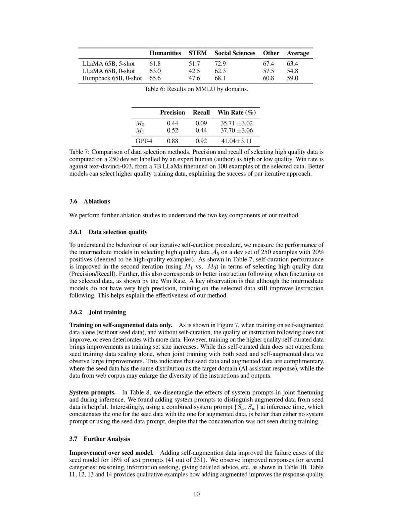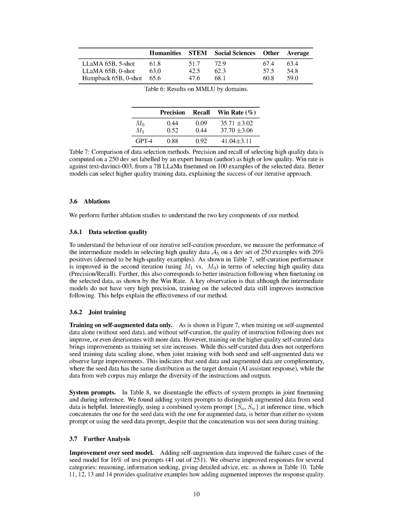Next, let's talk about system prompts. In the table, we examine the impact of system prompts during joint fine-tuning and inference. We discovered that adding system prompts to differentiate augmented data from seed data is beneficial. Interestingly, using a combined system prompt at inference time, which merges the prompt for the seed data with the one for the augmented data, is more effective than not using a system prompt or just using the seed data prompt. This is the case even though this combined prompt wasn't used during training.